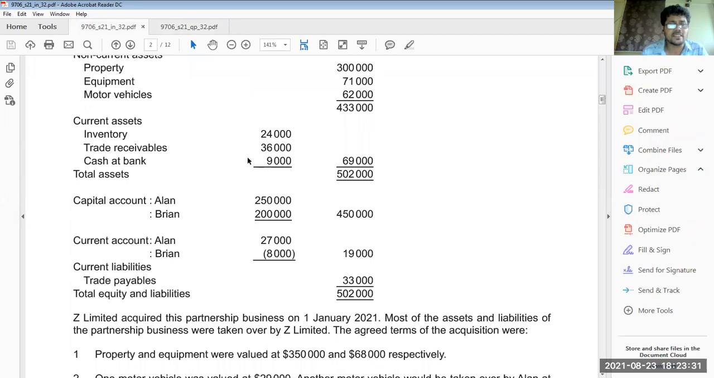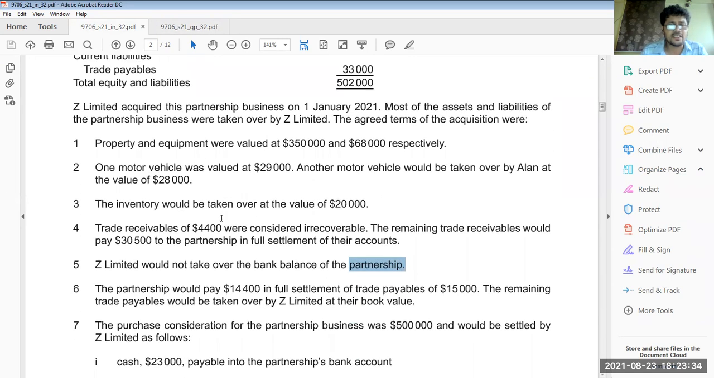Trade receivables is 36,000, but what they say, trade receivable 4,500 were considered irrecoverable. The remaining trade receivable would pay 30,500 to the partnership in full settlement of their accounts. It means irrecoverable is 4,400. Total irrecoverable debt is 4,400. We have to realize that, and they are paying to the partnership. They are not going to pay to the Z company. So we are not going to include it in realization account. We don't need to realize that because our customers are paying us, but they are not paying the full amount. So actually, if you see how much is the amount of accounts receivable.